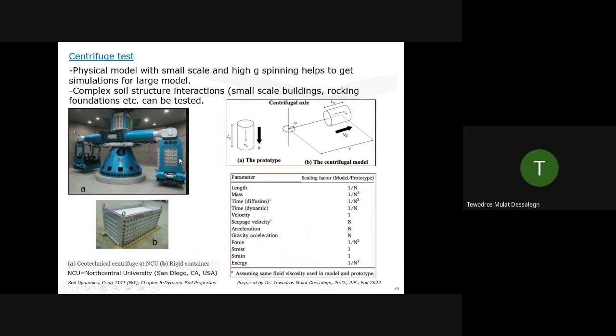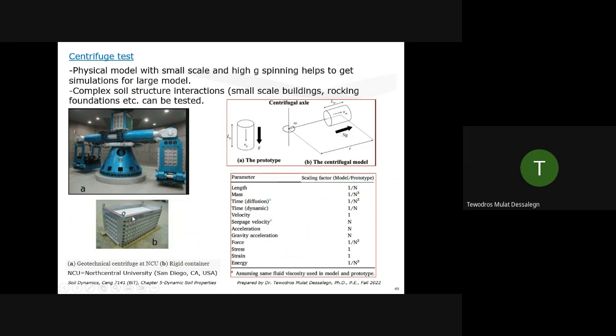And what it does is you can have a small model, a very small model, and if you spin it, it spins during the test. If you spin it at high G, when we are sitting on the surface of the ground, only 1 G is acting on our body, right? But you can spin objects and apply large centrifugal force on them, right? The more the spinning, the larger the centrifugal force, the radial force. By doing that, what we are doing is increasing the gravity acting on that object.